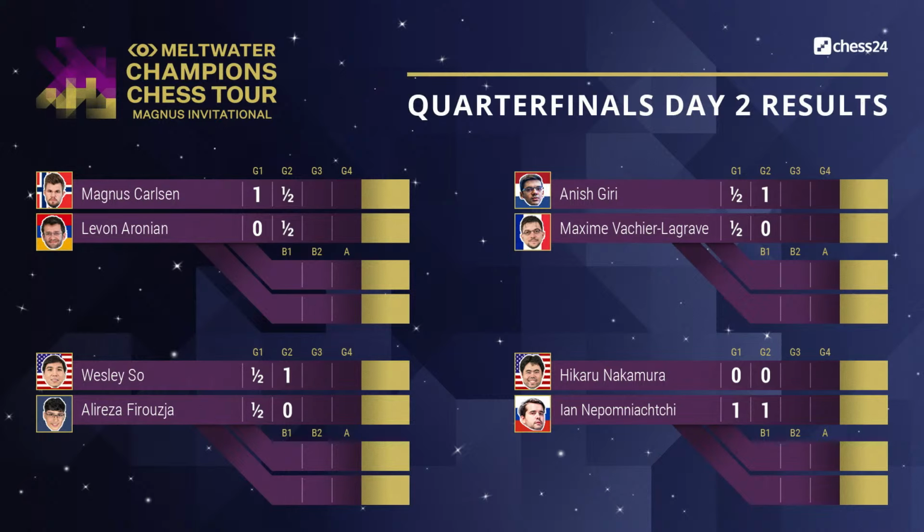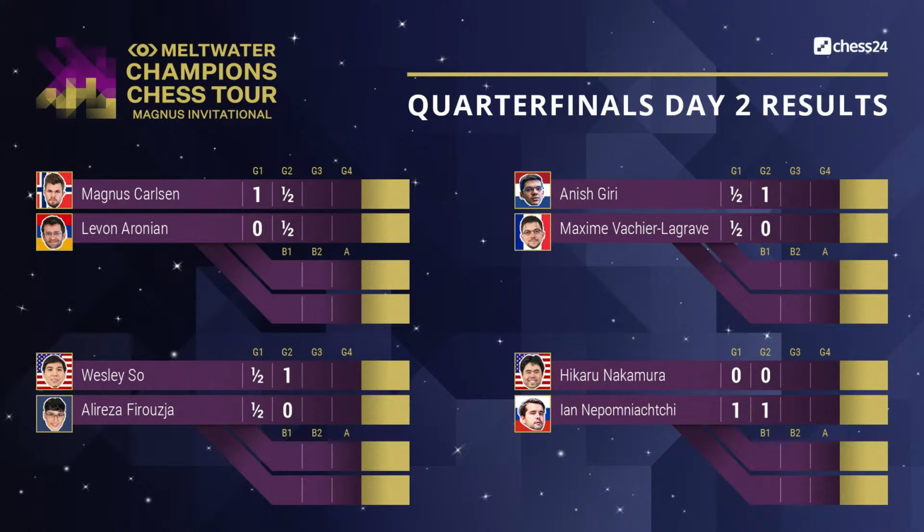Meanwhile, Anish Giri, Maxime Vachier-Lagrave, set 1 ended in a draw, in a tie. But today's match, the lead has been taken by Anish. Maxime needs to win at least 1 game and level the score. He is playing catch up here. But the bigger catch up is being played by Hikaru Nakamura, who's trailing the set by 2 points.